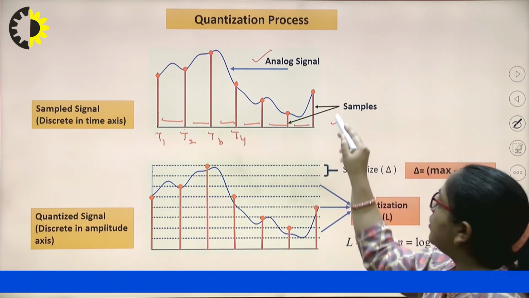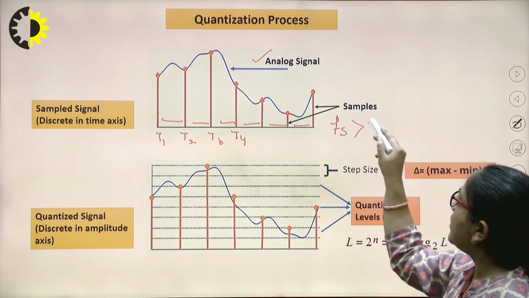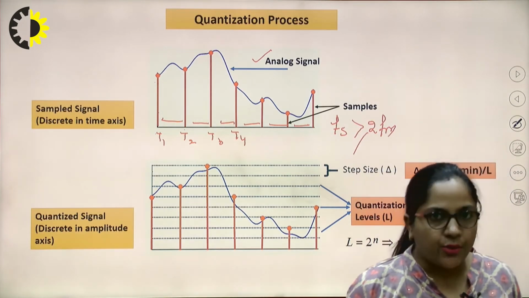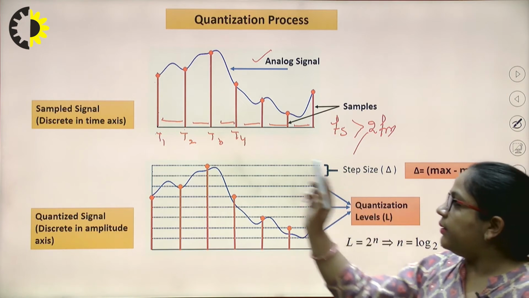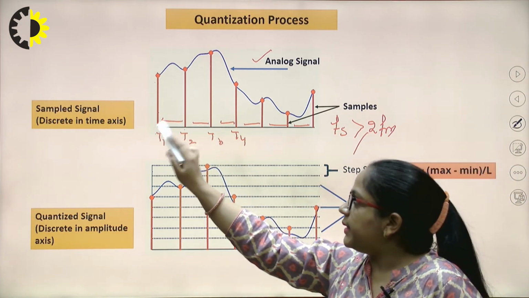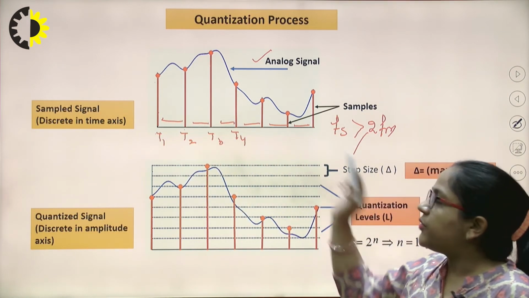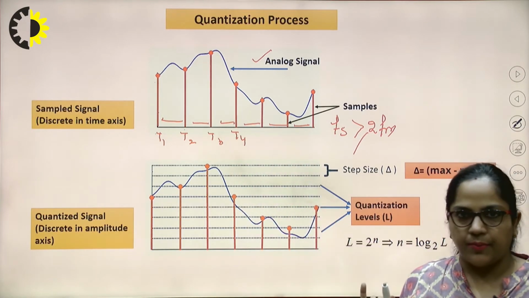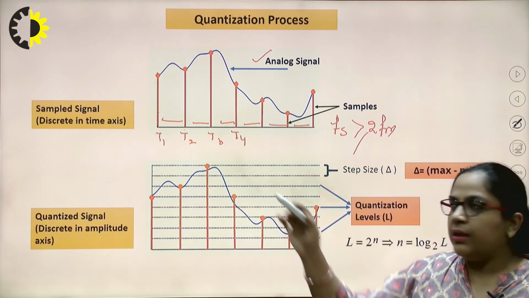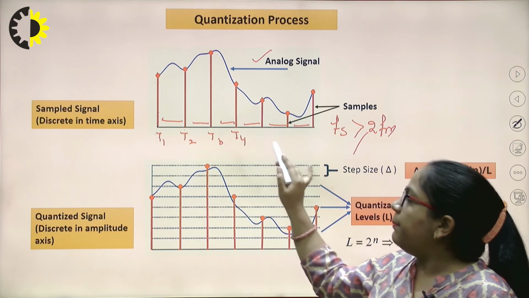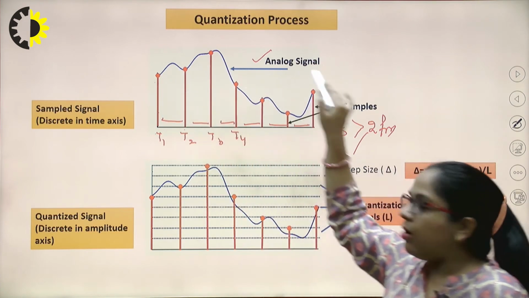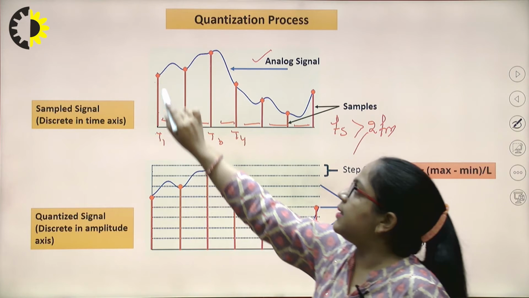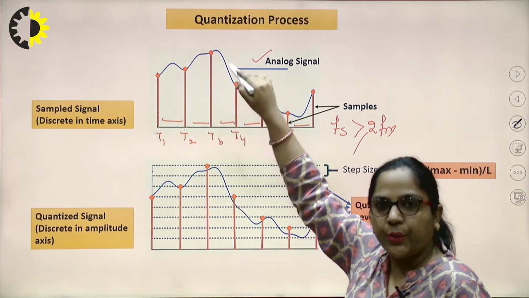And if we follow this particular criteria, that is Fs greater than or equal to twice Fm, that is the Nyquist criteria, then it can be said that these samples will contain all the information about the analog signal. This is the sampling. After performing the sampling, the analog signal will become discretized in the time axis, but it is still continuous in the amplitude axis.